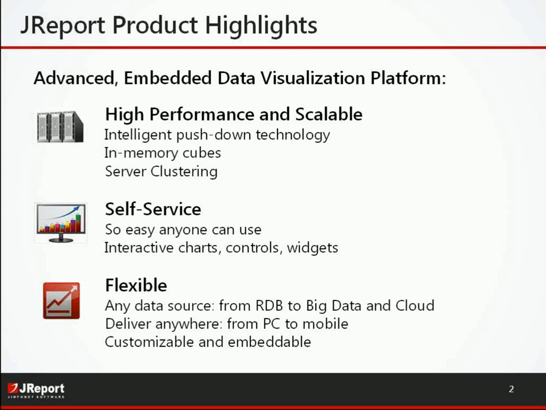First of all, JReport is high performance and scalable, giving you features like intelligent pushdown technology, which allows you to basically offset query processing down to your database. Your database is going to handle computations and then push aggregation result sets to be stored in in-memory cubes, so that when you access that data in the in-memory cube, it's a lot quicker and more streamlined. And then server clustering gives you the ability to remove single points of failure in your system, makes JReport a lot more scalable. So that's the first part.